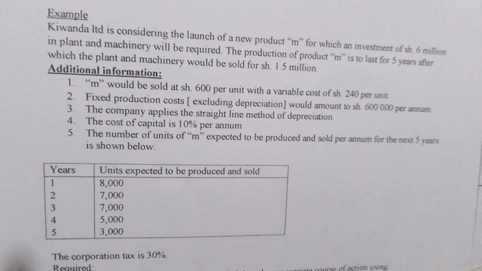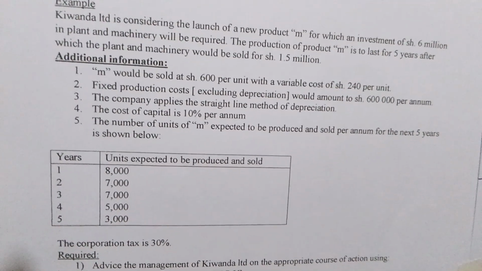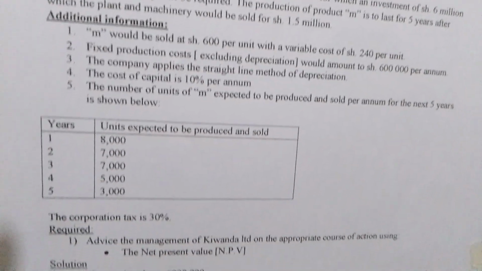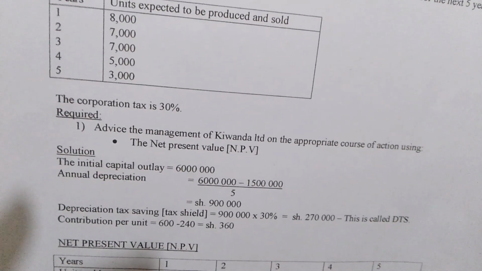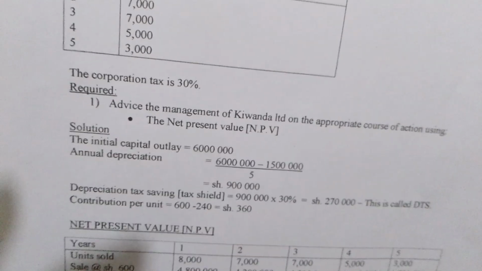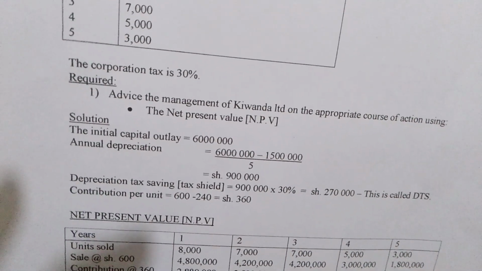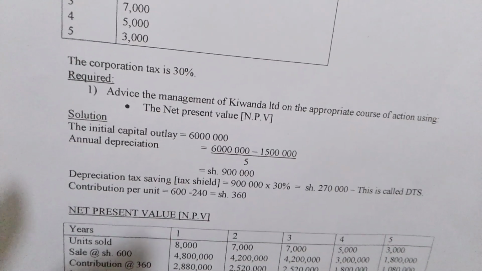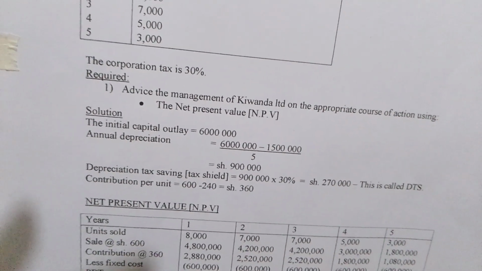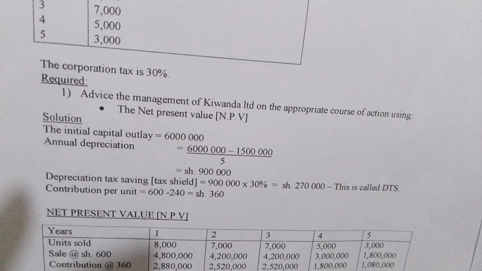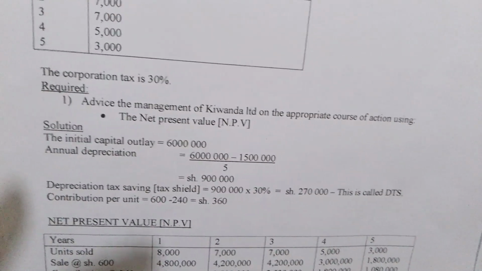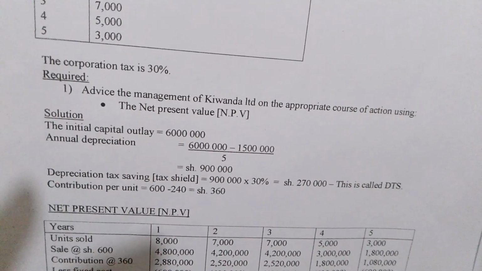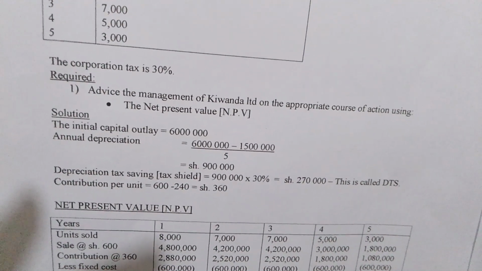So to calculate the depreciation, we take the cost of the asset, that is 6 million, minus a scrap value of 1.5 million, divided by the expected life of the asset, that is 5 years. So 6 million minus 1.5 divided by 5, we get shillings 900,000. Therefore, for the entire expected useful life of this asset, which is 5 years, each and every year it will be depreciating at shillings 900,000.